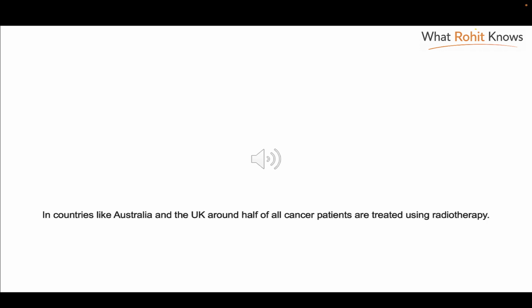This is what it was. In countries like Australia and the UK, around half of all cancer patients are treated using radiotherapy. Now, if I have to ask you, how did you go about this question? The only thing that I need to know is, did you visualize? Were you able to remember?